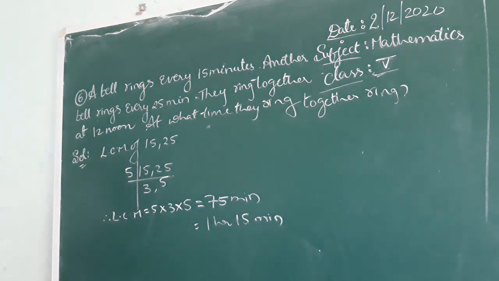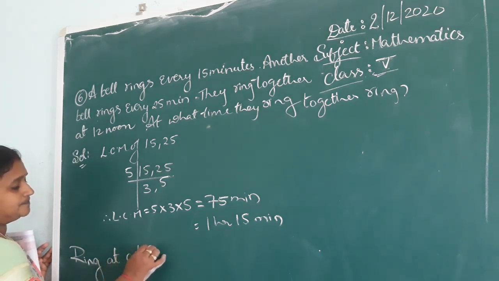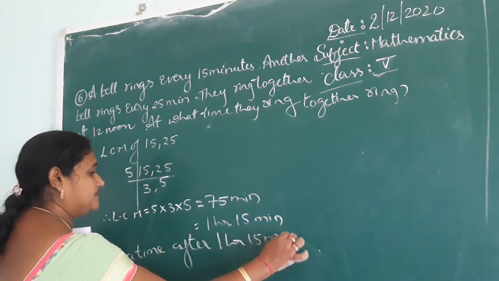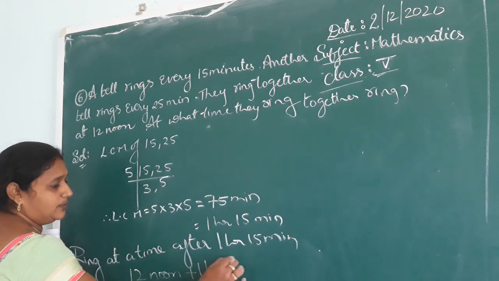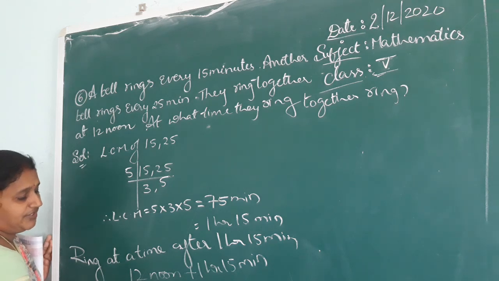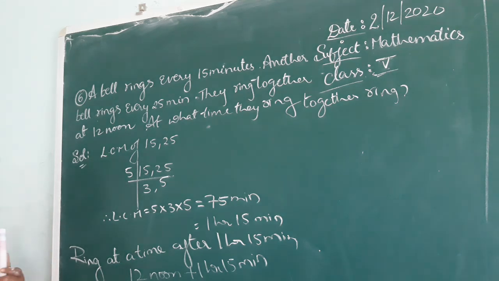Here they ring together again after 1 hour 15 minutes from 12 noon. So 12 noon plus 1 hour 15 minutes is 1:15 p.m. At 1:15 p.m. they ring together at a time. Okay.